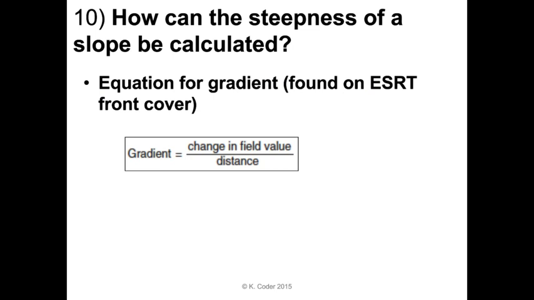This is the equation for gradient, and you can find it on the front cover of your Earth Science Reference Tables. Gradient equals the change in field value over distance. Remember, our field value on a topographic map is elevation, so I can reword this to say the change in elevation over distance. We're going to use isolines on the map to figure out where our field value is, and we're going to use the straight line method to measure distance. Then we're going to use our map scale.